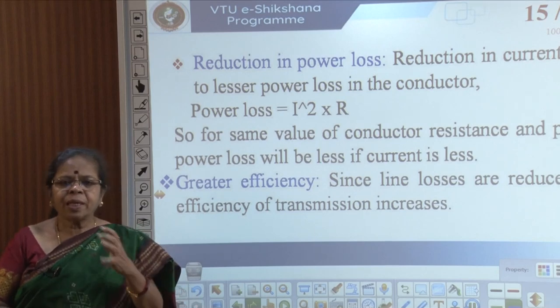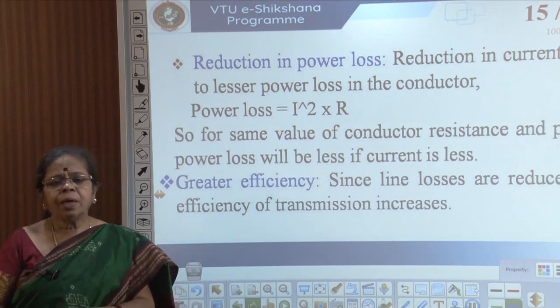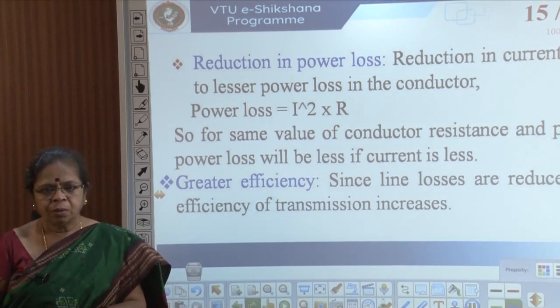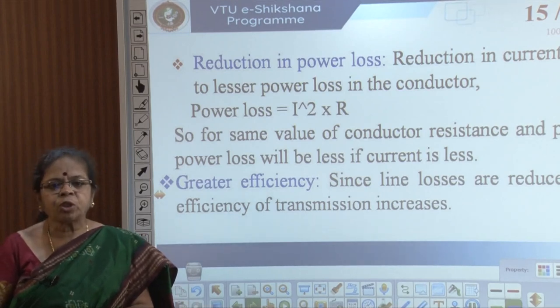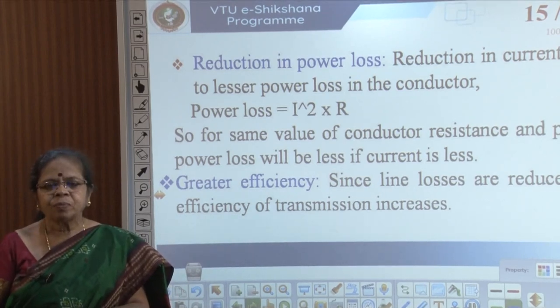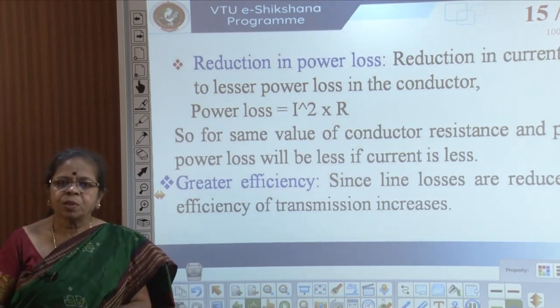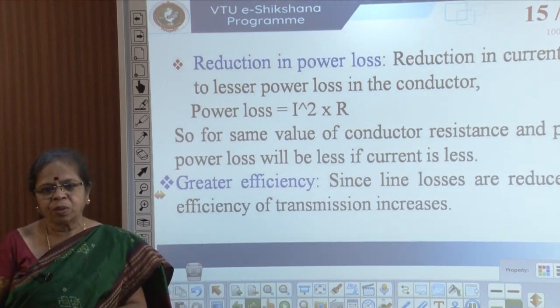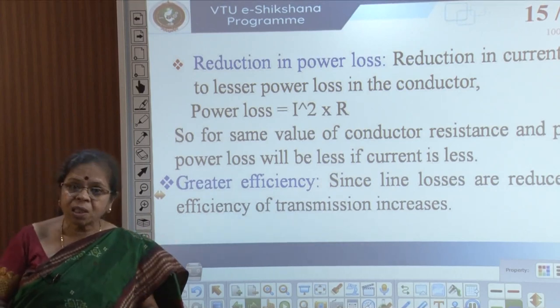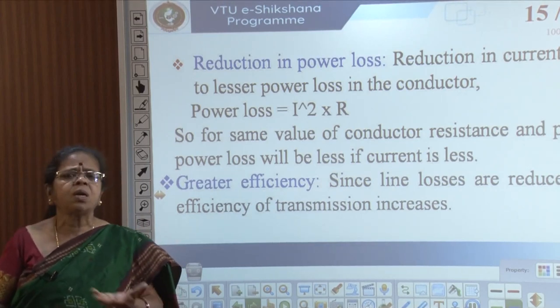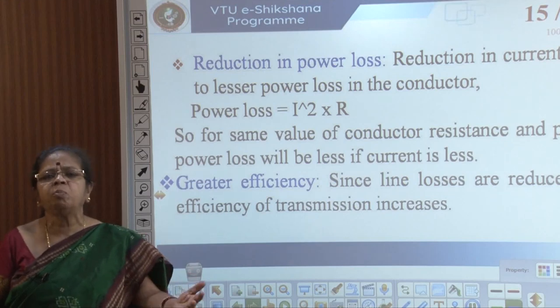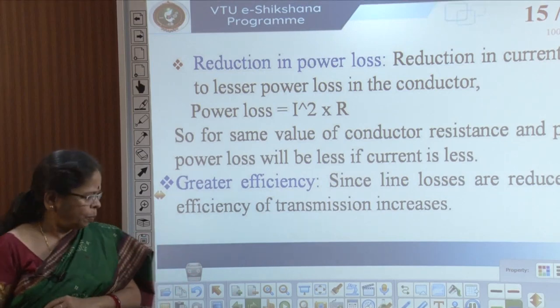Again, what does the lesser current lead to? A reduction in the power loss. So, the power loss is proportional to I squared R. Therefore, I reduces, I squared R also reduces. So, the power loss reduces. Now, since the loss is reduced, what happens to the efficiency? Automatically, the efficiency will improve. Okay?